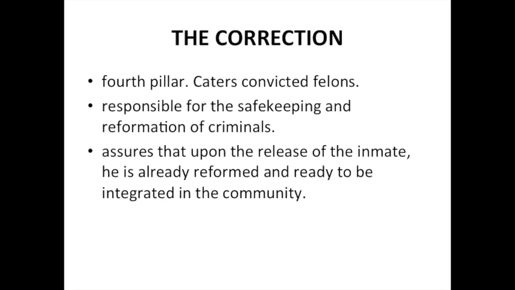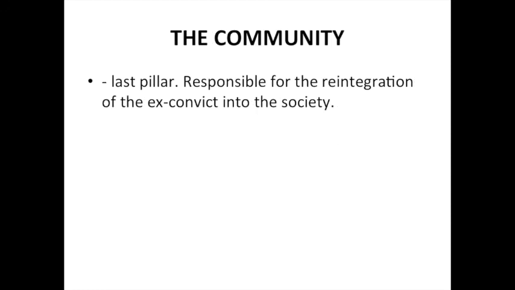Okay? Then next is correction, the fourth pillar. Caters convicted felons responsible for the safekeeping and reformation of criminals. The correction also assures that upon the release of the inmate, he is already reforged and ready to be integrated in the community. Okay, we already discussed about it. The community is the last pillar. It is responsible for the reintegration of the ex-convict into the society. So, I think this is the last topic.